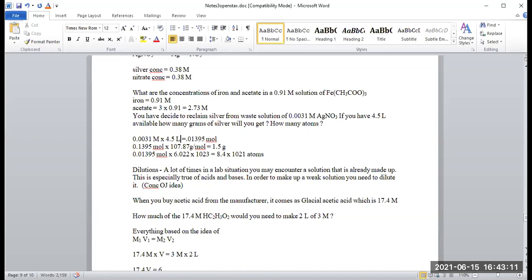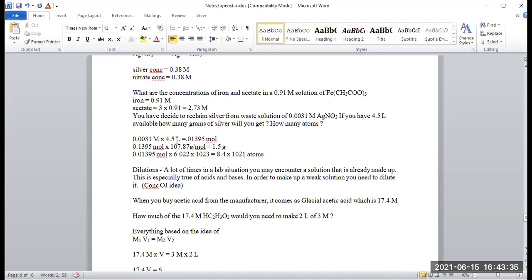So back over to the periodic table. I have an atomic weight of 107.87 for silver. Multiply those two together, and my moles will cancel out. I don't get a very big mass. I get 1.5 grams. Decent sized nugget. That's about all you get out of it.